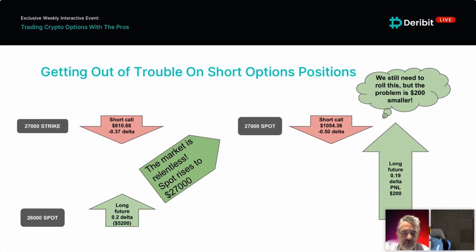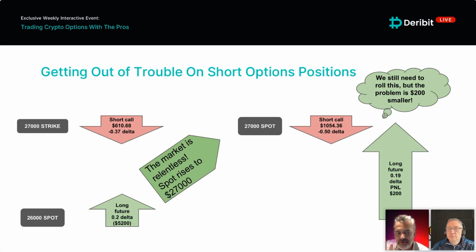So what do we do? Well, we mentally decided that we were going to roll that call when it hit the money. You will all have your own sort of rule of thumb. I've often used in the past, if it goes in the money and then out of the money again and then back in the money, then I'll roll it. But actually, I'm going to show you a little bit later on why rolling out the money is probably a good idea. Anyway, so the spot market's gone up, now pushed on up to 27,000.